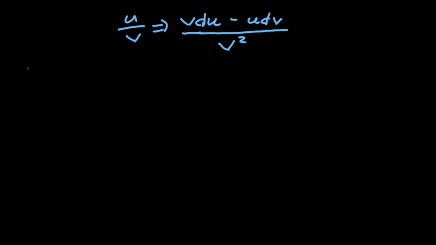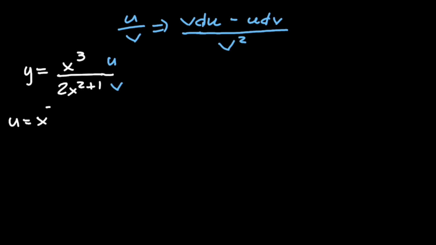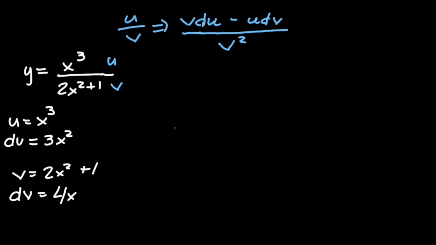Let's try another example. Y is equal to x cubed over 2x squared plus 1. X cubed will be U and 2x squared plus 1 will be V. Now, assign values once again. U will be x cubed. Derivative of x cubed will be 3x squared. Now, V will be 2x squared plus 1. Derivative of V will be 4x.